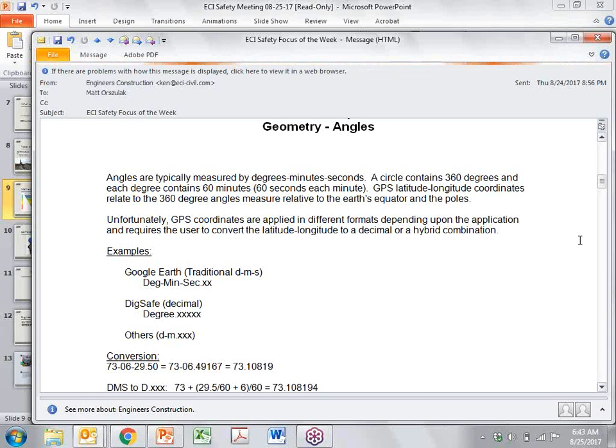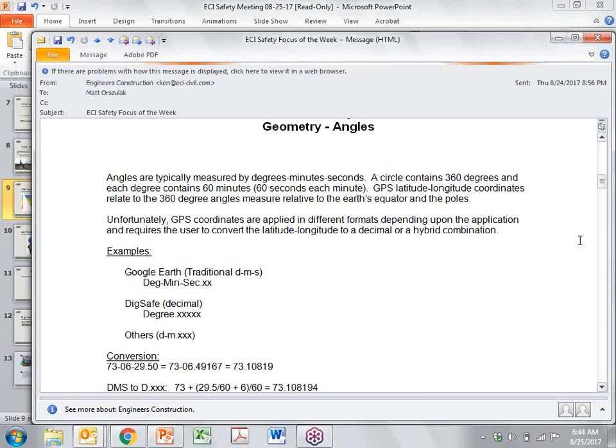And it's just a good example of where not every GPS unit is the same, because they have different formats depending on the application. I have some examples here. Google Earth has traditional degrees, minutes, seconds. I put it in that format. The degree, of course, is a degree. A minute is a single tick, and then a double tick is a second. So degree, minute, second. And then in the Google Earth format, they have seconds to the decimal point.